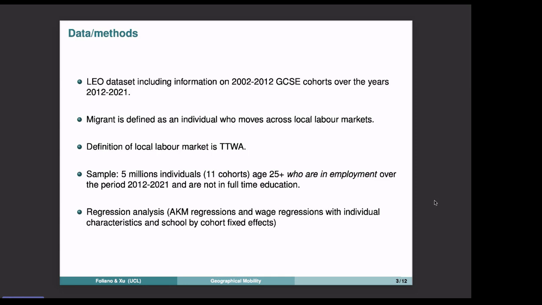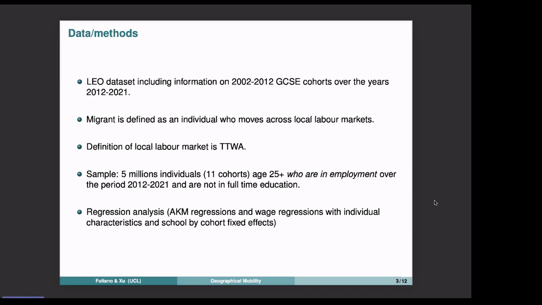For the regression analysis, we define migrant as individuals who have left their travel to work area of origin. That is the travel to work area where we observed them originally at age 16, when they are still in school. Once we observe them in a different travel to work area, we define them as migrants. Our definition of local labor market is the travel to work area, a geographical entity defined by ONS, where around 75% of individuals live and work. As I mentioned, the total sample is around 5 million individuals observed from 25 onwards, who are in employment and not in full-time education for the period 2012-2021. We use 2012 in particular because, as mentioned by Joey, the geographical information from before is not totally reliable, or doesn't cover the whole sample.